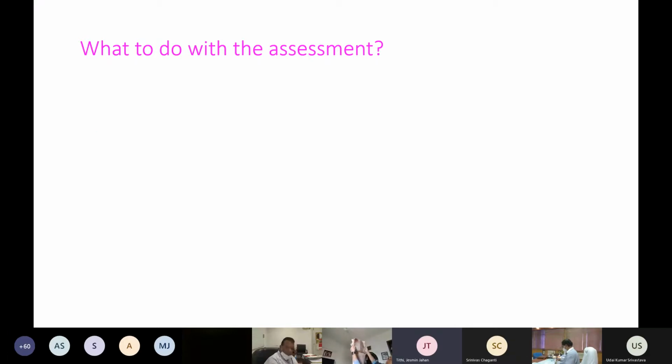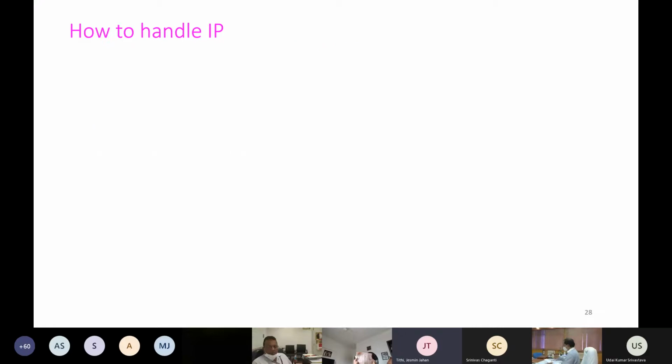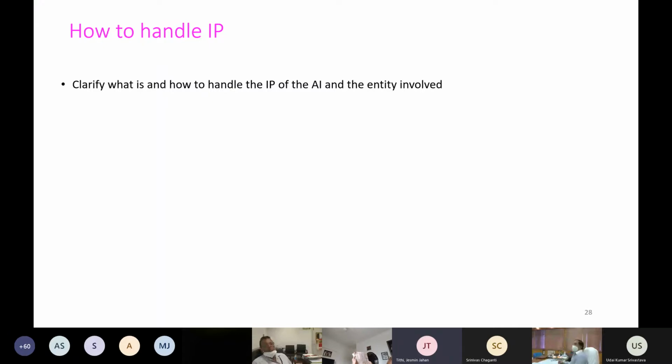We also need to understand what we would do with the assessment. Will the result be shared publicly or kept private? And in case it's kept private, we would ask why the result will be kept private. And it could be related to the fact that it involves intellectual property. And that's why we also need to understand what is under the intellectual property and what is not, and how to handle that IP.